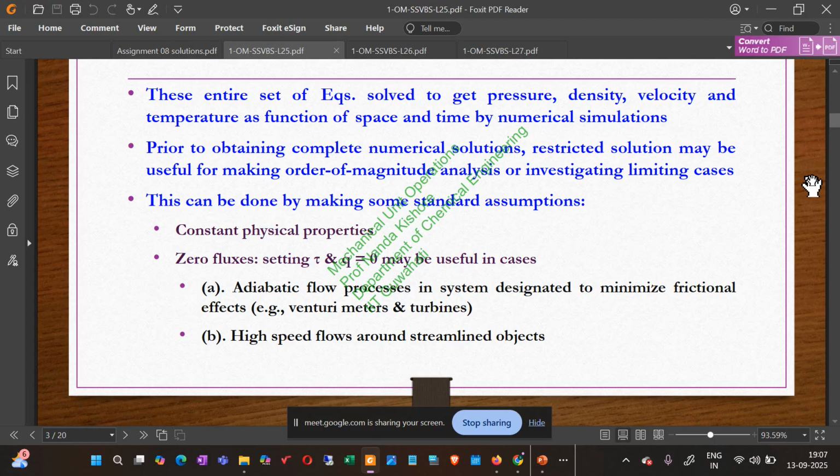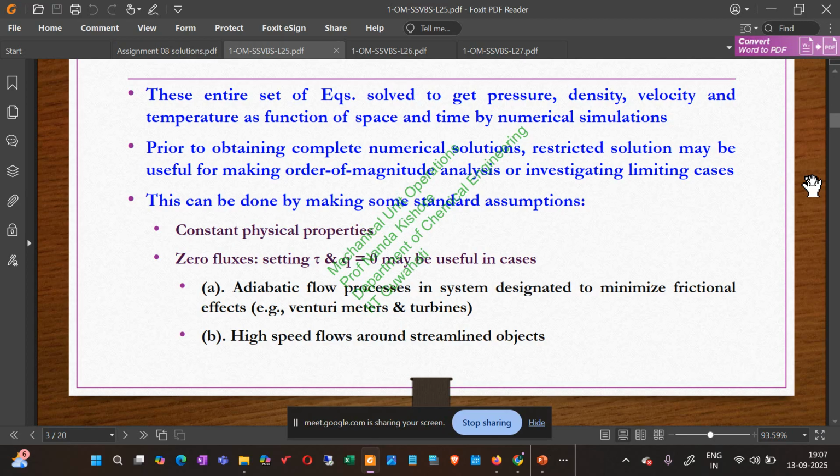So the entire set of equations is solved to get pressure, density, velocity, and the temperature as a function of space and time by numerical simulations. Prior to obtaining complete numerical simulations, restricted solutions may be useful for making order of magnitude analysis or investigating limiting cases, right? This can be done by making some standard assumptions.